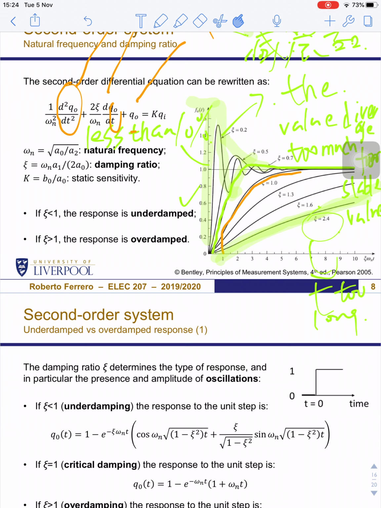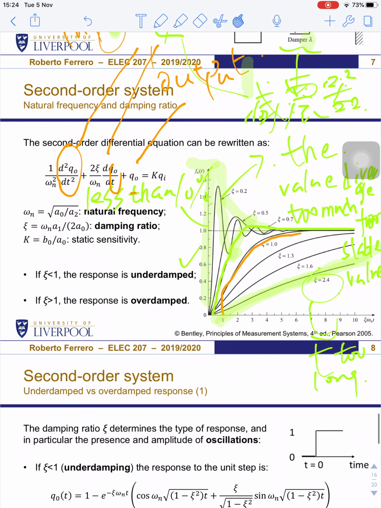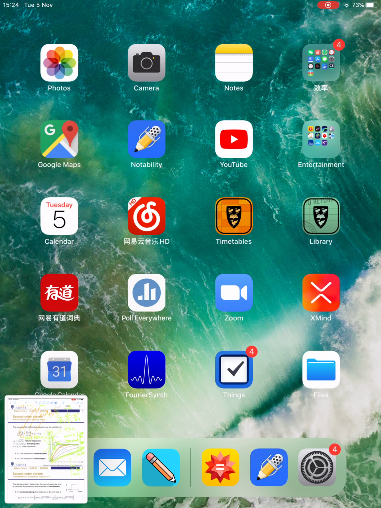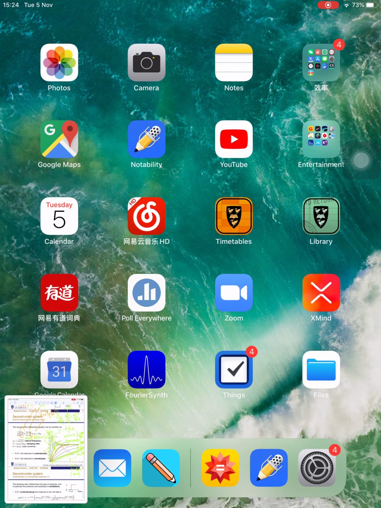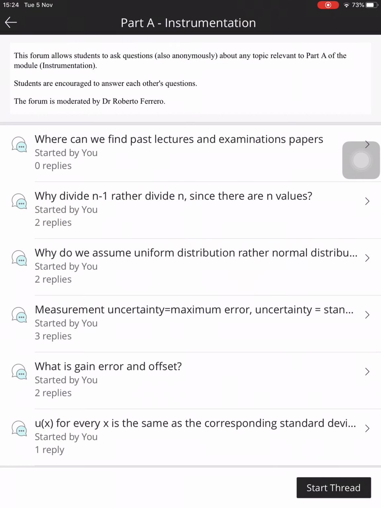What is the natural frequency here? How does the natural frequency come into play? Let's ask him.